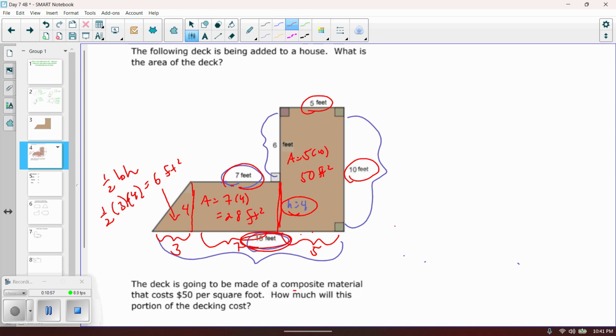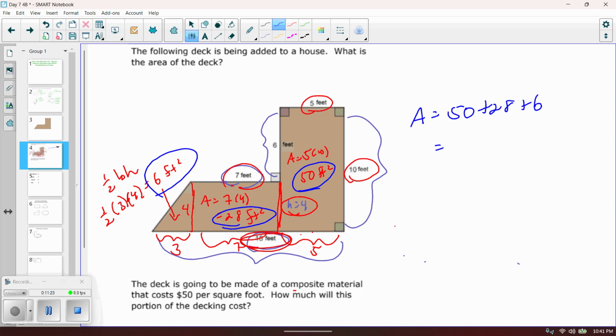So now we have all the different areas. I'm going to circle those in purple. That or blue, I guess, sorry. That's the first one, that's the second one, and that's the third one. So if we wanted to find the whole area, we just simply add them all up. The area of the entire thing will be 50 plus 28 plus 6, which is going to end up being 84 feet squared. Okay, so that's the area of the entire shape there.